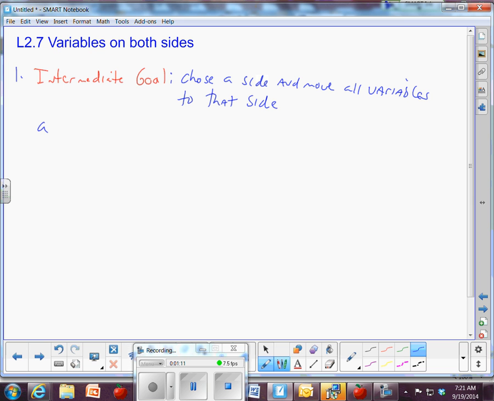So, first off, let's deal with the aspect of how you move them. How are they moved? That's the question. All right, let's take a look at an example equation. Let's suppose we had something like this. Now, this will not involve moving the variable. 3x minus 7 equals 9.